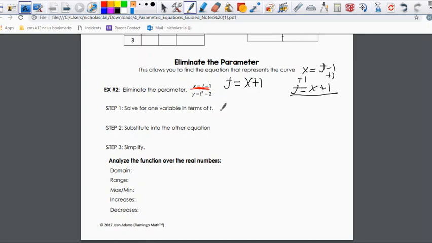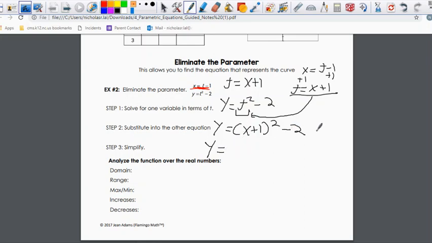equation. So y is equal to t squared minus 2. We need to substitute t is equal to x plus 1 into the t squared minus 2 equation. So y is equal to (x plus 1) squared minus 2. All right, so y is equal to (x plus 1) squared minus 2. That means y is equal to... we need to simplify here.